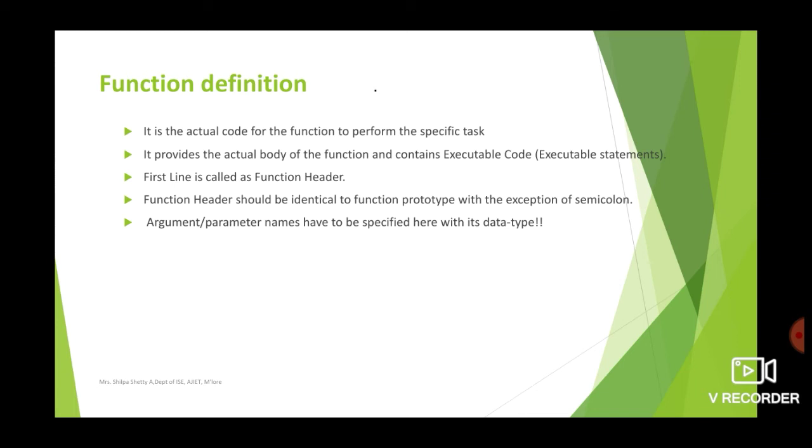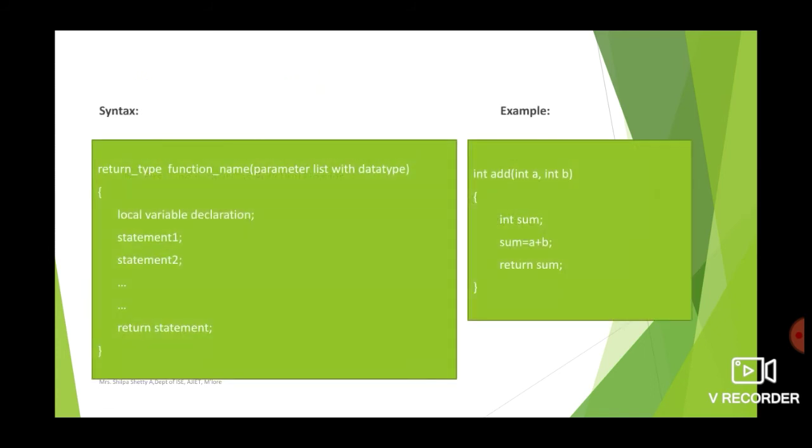Argument or parameter names have to be specified here with their data type. Argument or parameter is nothing but the data that is required by the function to execute. So these have to be specified along with their data type in the function definition. Now let us see the syntax for function definition. Here in the first table, we have the syntax for the function definition.